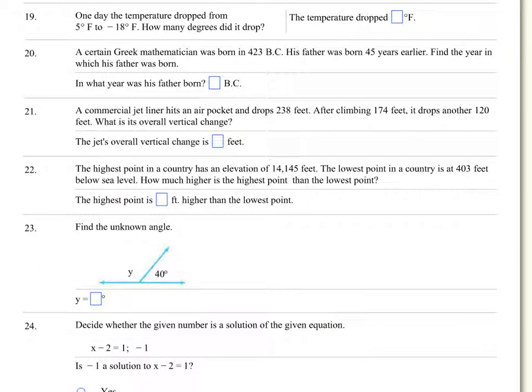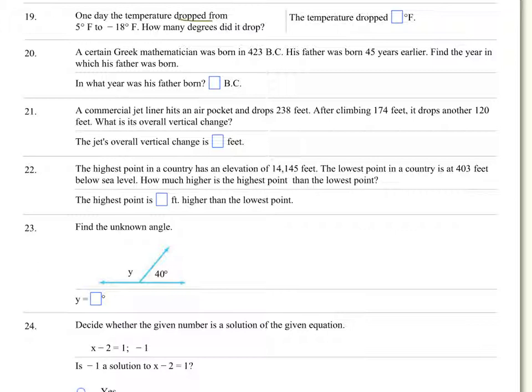Next one I want to look at is number 19. Number 19 says, one day the temperature dropped from 5 degrees Fahrenheit to negative 18 degrees Fahrenheit. How many degrees did it drop? So if it started at 5 degrees and went all the way down to negative 18, our keyword here is dropped. If the temperature dropped, that means we're going to be subtracting. If it rises, we're adding.